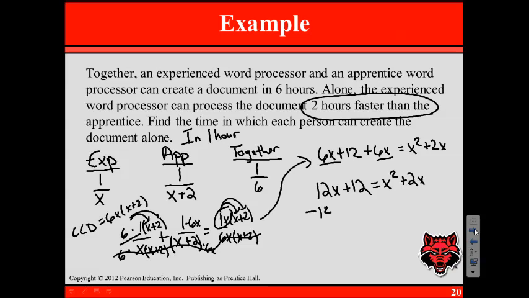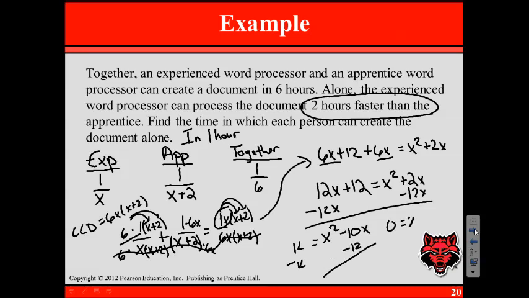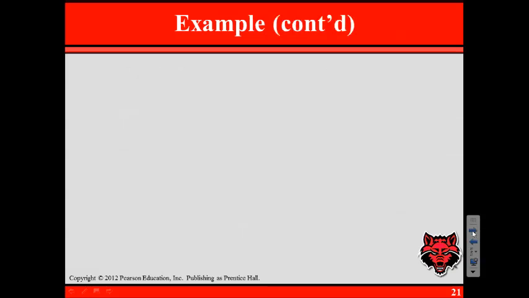12x plus 12 equals x squared plus 2x. We subtract 12x from each side, and we have x squared minus 10x equals 12. We subtract 12 from each side, and we are left with 0 equals x squared minus 10x minus 12. Let's take this to the next slide and use the quadratic formula. From the last slide, we had 0 equals x squared minus 10x minus 12. So A equals 1, B equals negative 10, and C equals negative 12.